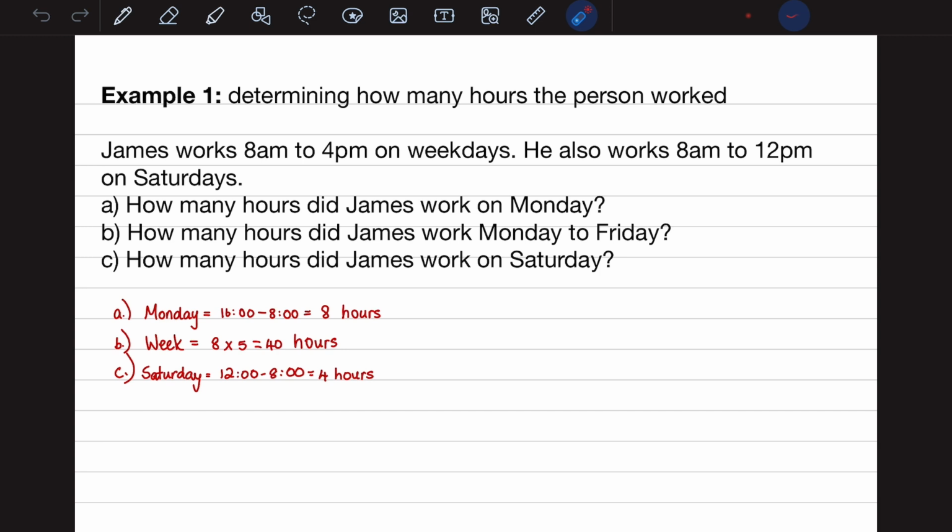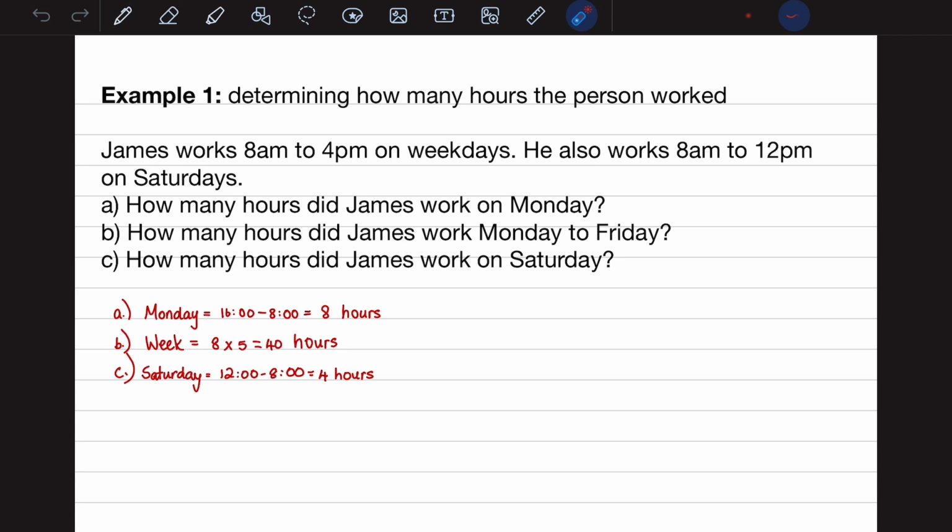James works 8 a.m. to 4 p.m. on weekdays. He also works 8 a.m. to 12 p.m. on Saturdays. Part A, how many hours did James work on Monday? B, how many hours did James work Monday to Friday? And C, how many hours did James work on Saturday?